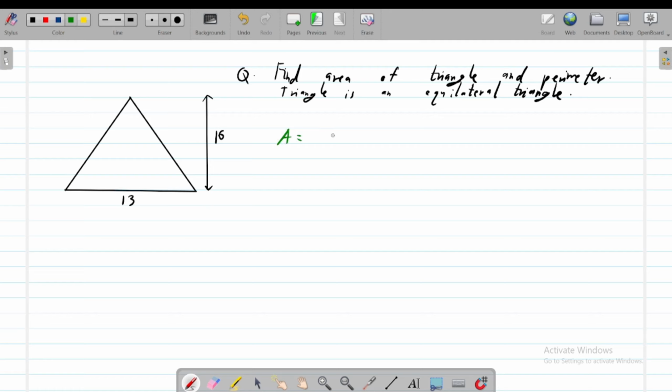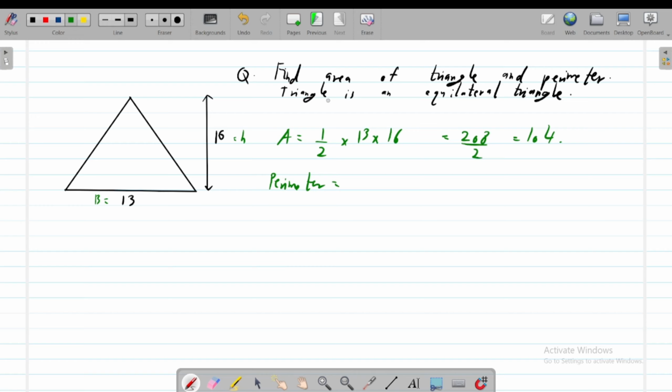Area, okay, I'm going to use my first formula. I can use half into base into height. That's my base here, and that's my height. So half into 13 into 16. 13 into 16 is, let me see, 13 multiplied by 16, that's going to give us 208. Then 208 divided by 2 gives you 104. That's your answer.